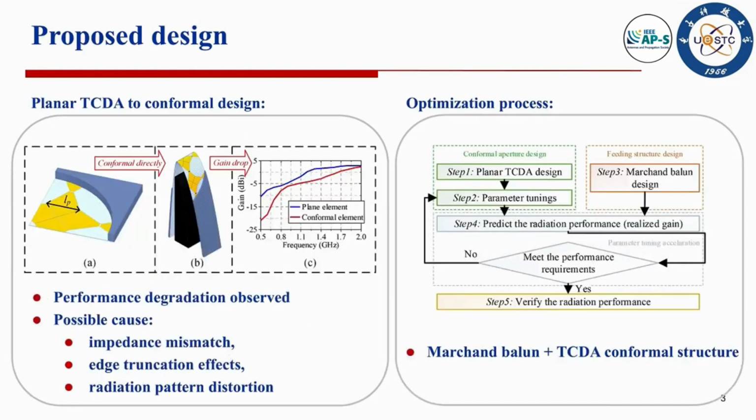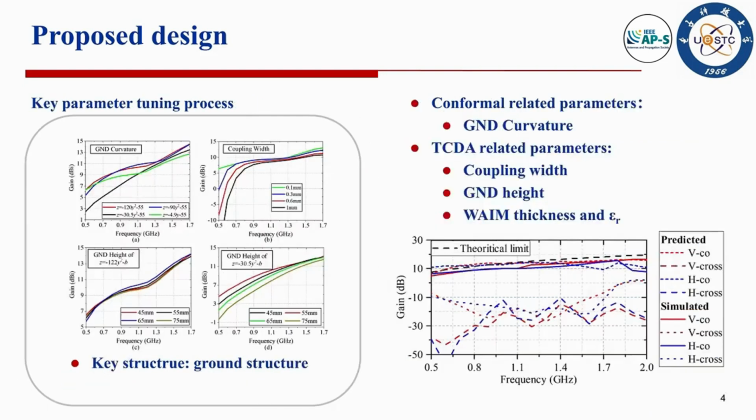Our solution builds on tightly coupled dipole arrays for their proven wideband and wide scanning capability. A scattering matrix-based design process was employed to transform planar TCDA elements into a conformal geometry defined by a parabolic leading-edge surface. This approach allowed us to efficiently simulate and compensate for the curvature-induced gain loss by fine-tuning key parameters including coupling width, WAIM thickness, and ground plane profile, until the performance of the conformal array satisfied the specified requirements.